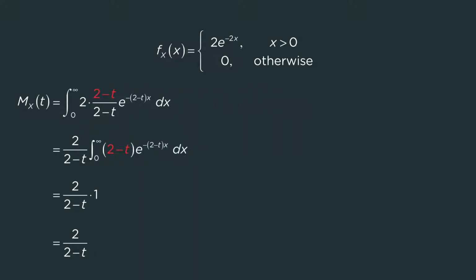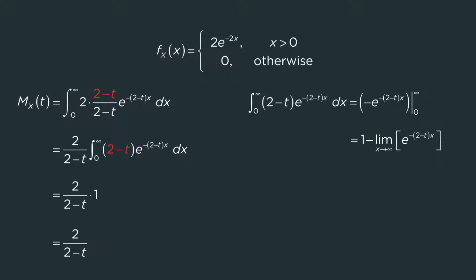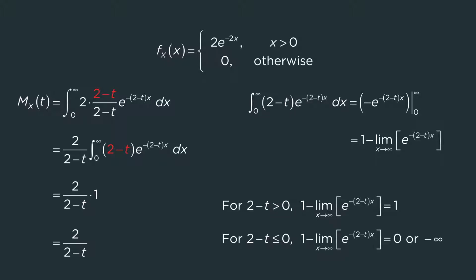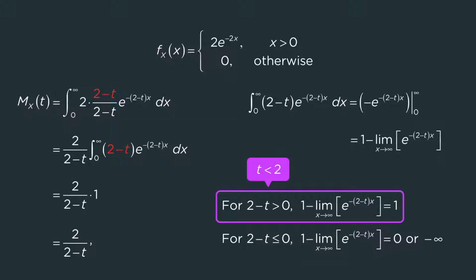However, the MGF is not valid for all t. Review the integral again. The integral converges to 1 if 2 minus t is positive. Otherwise, the integral does not converge to 1. When that occurs, we do not get a meaningful result. So, preserve convergence to 1 by requiring 2 minus t to exceed 0. Rearrange to create t less than 2, so in all, x's MGF is only valid for t less than 2.